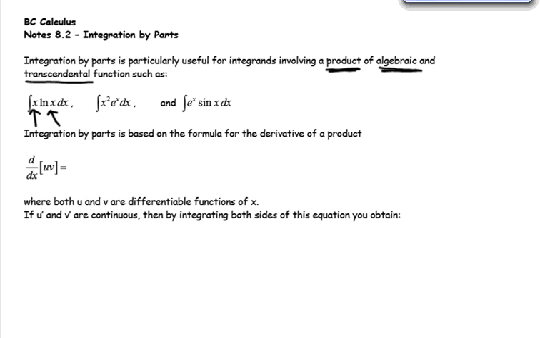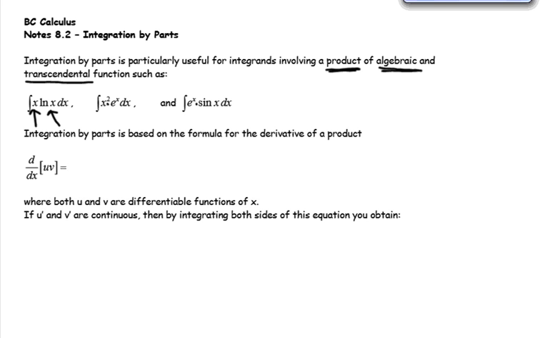Just to show you again, if you have a product of two different types of functions, typically a transcendental and an algebraic, or as you can see in e to the x times sine x, two different transcendentals multiplied by each other, then we're going to use integration by parts.